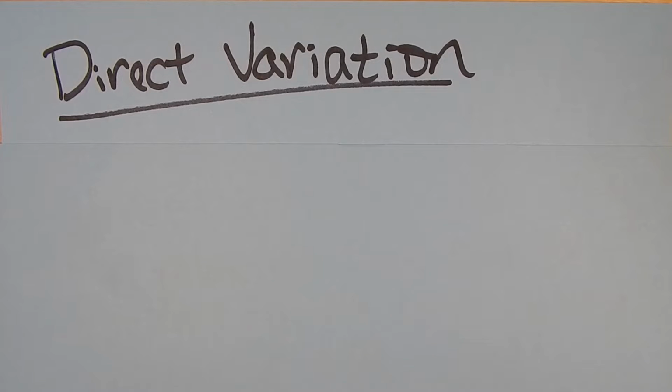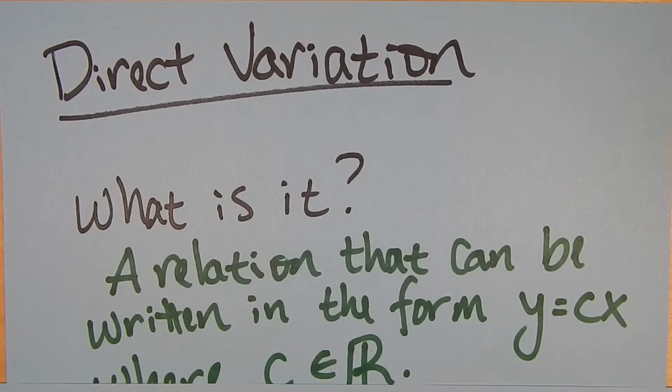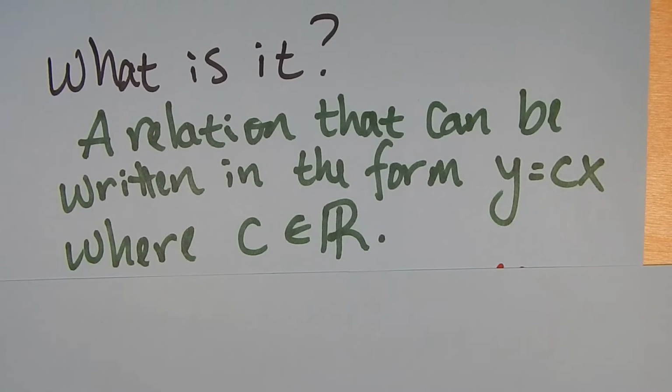I'm Mr. Merrill. Today we're talking about direct variation. So your first question might be, well, what is it? Direct variation, and this is going to look a lot more complicated than it is. It's a relation that can be written in the form y equals cx, where c is a real number. So c is some number that you can think of.